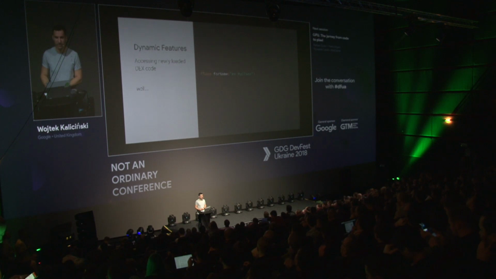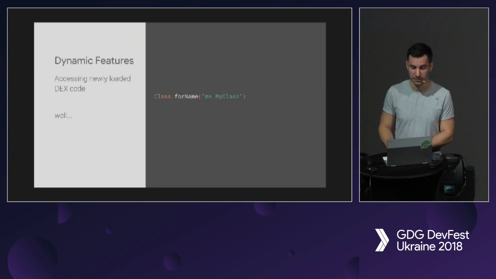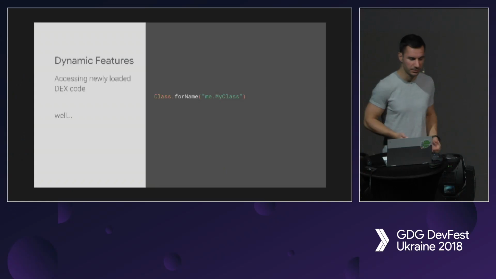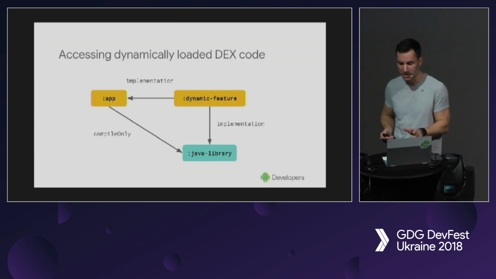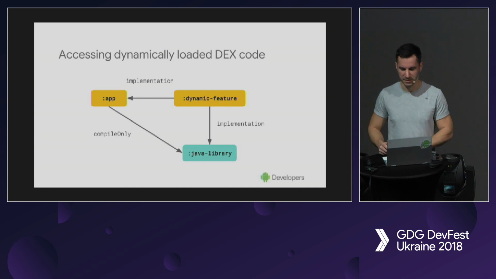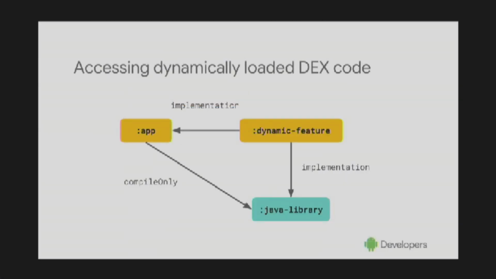Now, for accessing newly installed DEX code, that's something more difficult. Because, well, you have to use reflection, unfortunately, because of how the project is structured. And when thinking about it, I came up with 3 pieces of advice that I can give you. So the main problem is that the dynamic feature, the Split APK that you will be installing at runtime, depends on your app and not the other way around. That's why from the main app, you don't have access to classes from it during compilation.